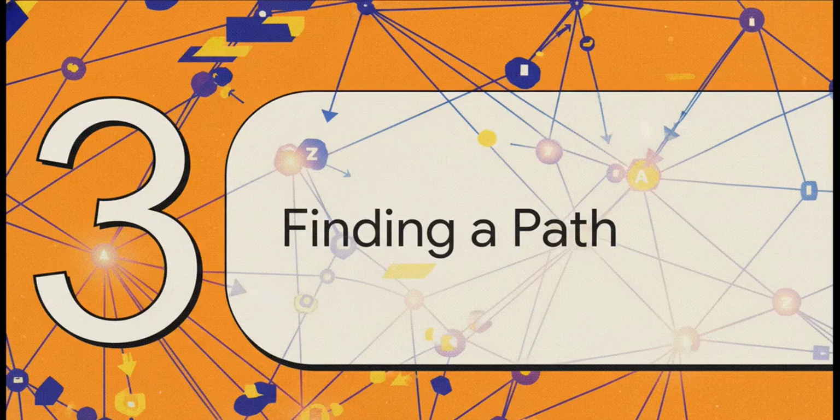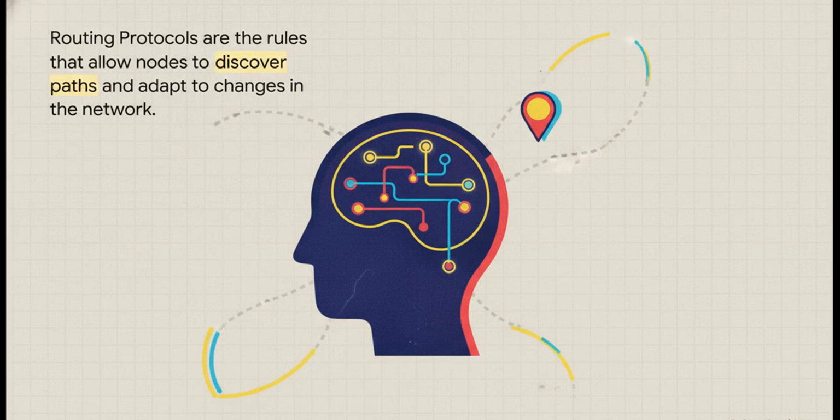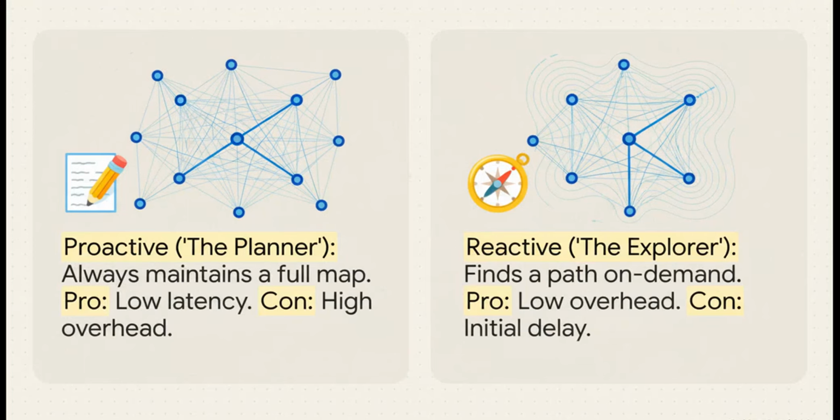Okay, so we've got this web of connections, but if there's no central traffic cop telling data where to go, how on earth does a message find its way from point A all the way to point Z? Well, this is where the real intelligence of the network comes into play. The secret sauce is something called routing protocols. The best way to think about them is as the network's brain, or maybe its own internal GPS. They're basically the set of rules that lets every single node make smart choices about where to pass a piece of information next. And what's really fascinating is that these protocols have different personalities.